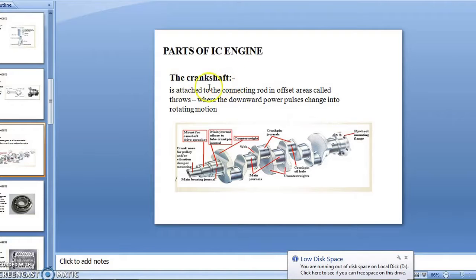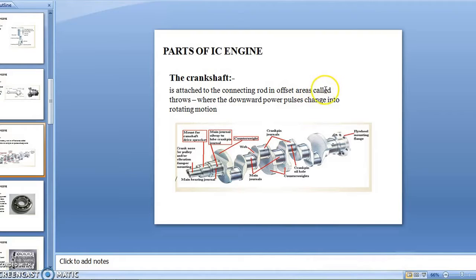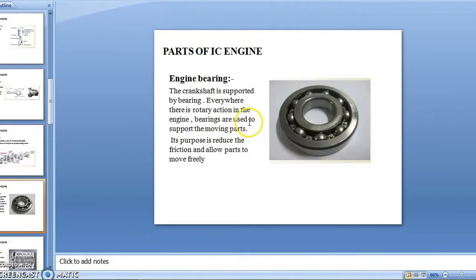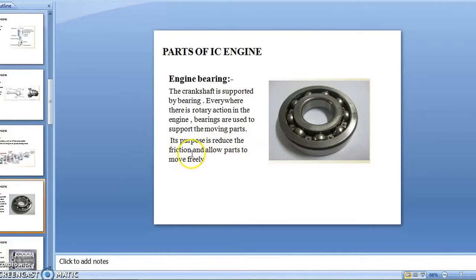Next part is the crankshaft. It is attached to the connecting rod in offset areas called throws, where the downward power pulses change into rotating motion. Next part is bearing. The crankshaft is supported by bearings. Everywhere there is rotary action in the engine, bearings are used to support the moving parts. Its purpose is to reduce the friction and allow parts to move freely.